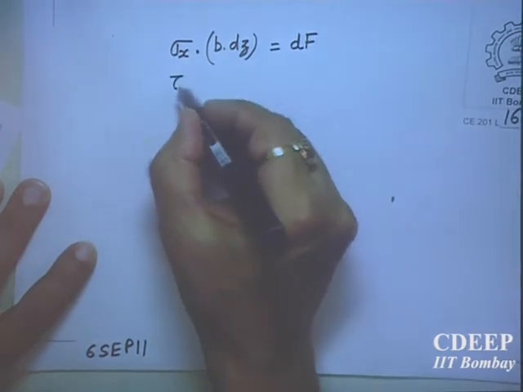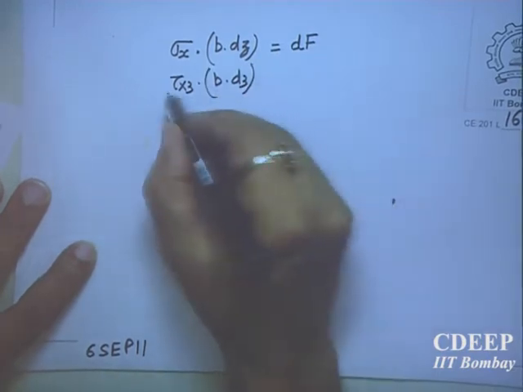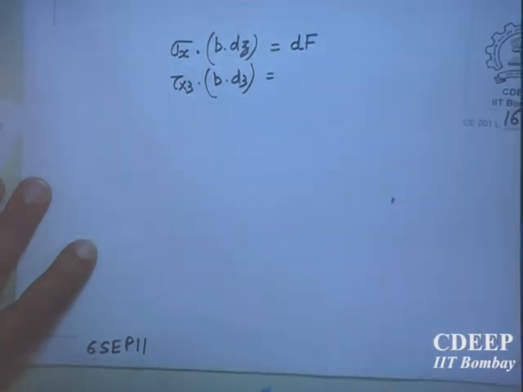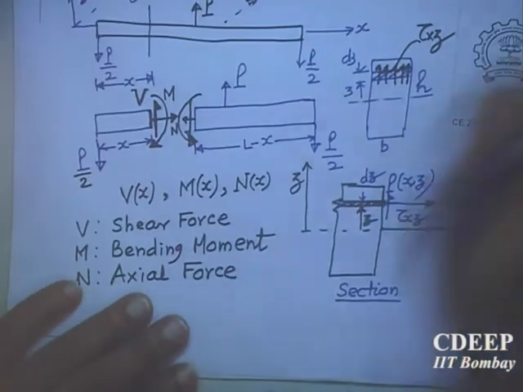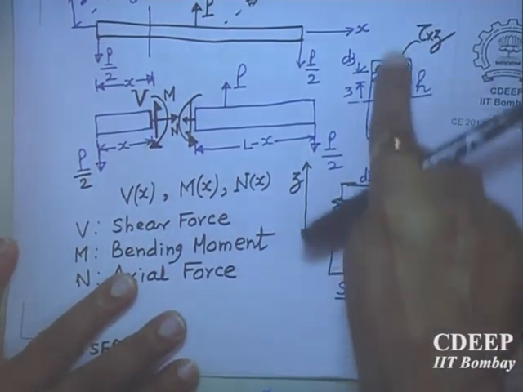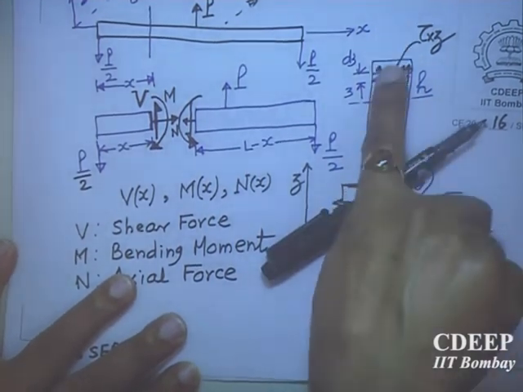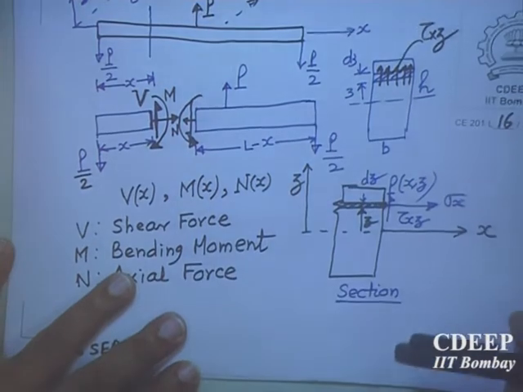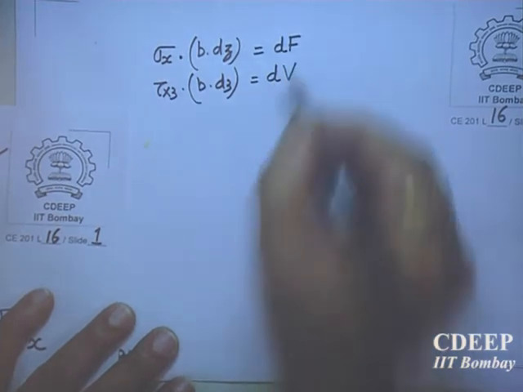What about tau xz into b into dz? Stress multiplied by area gives again a small force, but it will be a small vertical shear force in the plane of the cross section. Since there is already V total here, I will call it small dV. So these two forces are dF and dV.